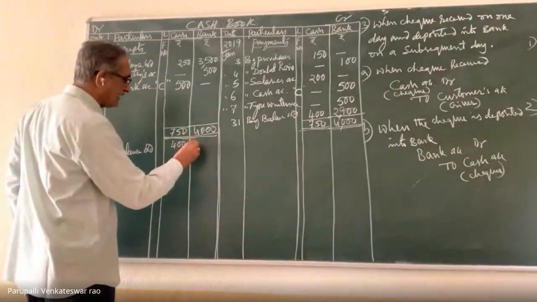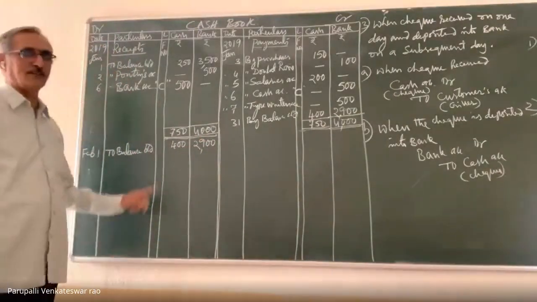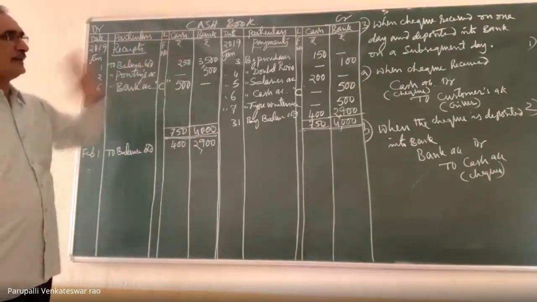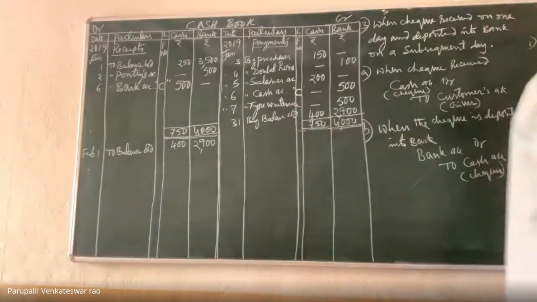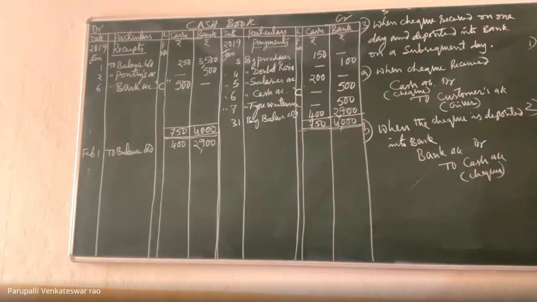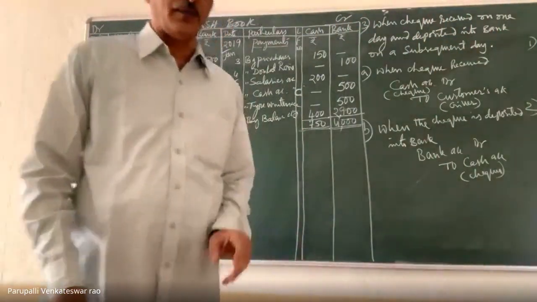So write 2,900 in the next month's opening balance. This is the opening balance of next month. At the end of January, we have 400 rupees cash balance and 2,900 bank balance. So that is the problem. Okay, the problem is over.